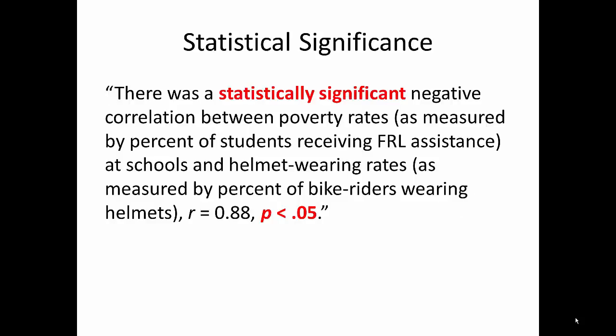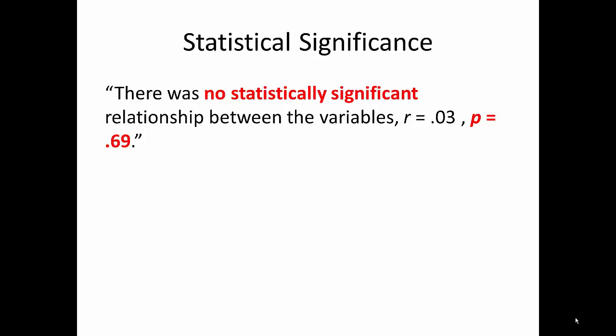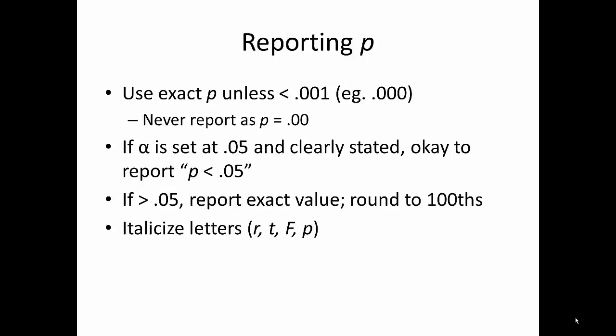When I report my results, I always include a statement about the statistical significance and give the probability. Here's one pretty typical example of how I could write up what I saw with the correlation between bike helmet wearing and poverty. And here's an example of how it could be written up when it's not statistically significant and you're not going to reject the null hypothesis. Just some quick reminders about how to report this. And this is based on APA style.